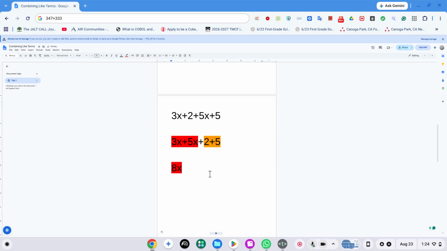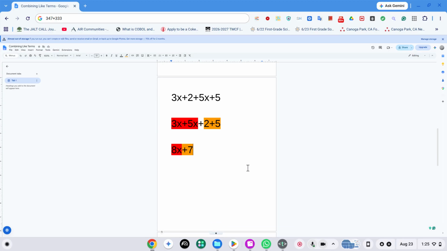2 plus 5 we know is 7, right? So 8x plus 7. There we go. It's 8x plus 7. Not 15x. No, none of that gobbledygook. Alright, I'm going to do this classic one.